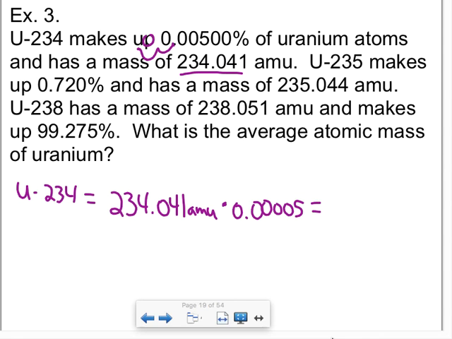But how can you move that over? Because it's a percent, so this is not decimal automatically. Yep, move it over. U-235 has a mass of 235.044 AMUs. The percent is 0.720, so 0.0072.